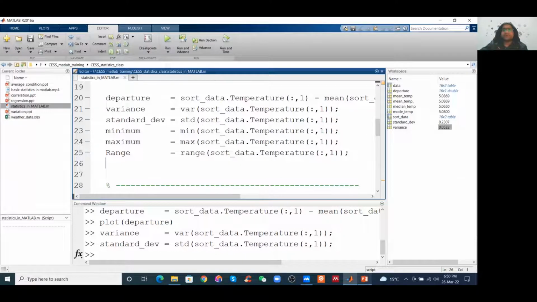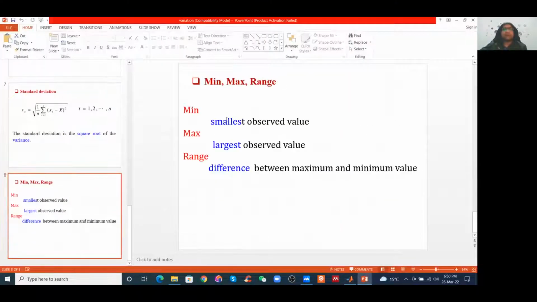Then we can also see the minimum, maximum, and range. Minimum is the smallest observed value, and maximum is the largest observed value. And what is the range? Range is the difference between the maximum and minimum value. We can see the data, what is the range of the data? So we can know the dispersion of the data. If you have two data sets, and one has a large range and another a small one, you can say that data A is more dispersed than B. So you can compare the dispersion of the data by the range.